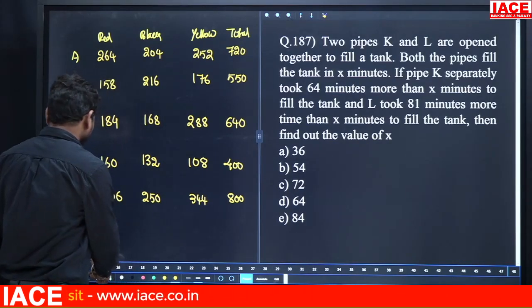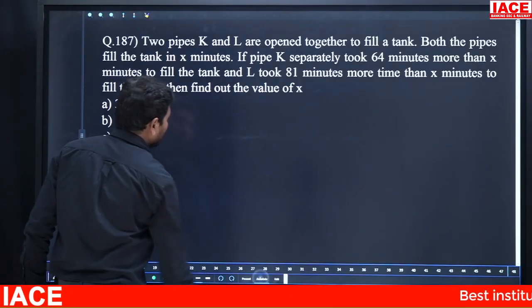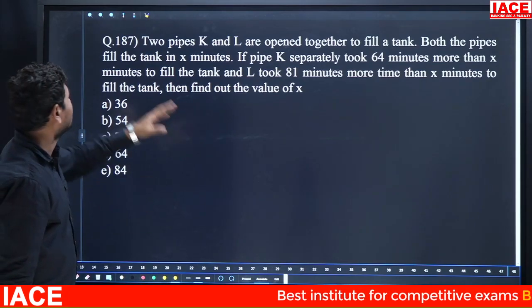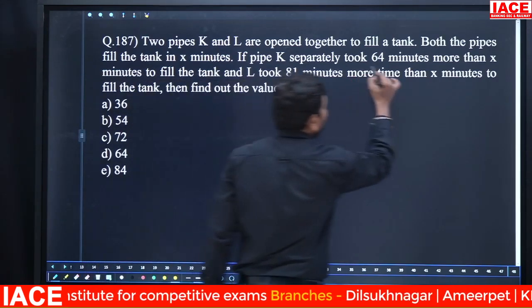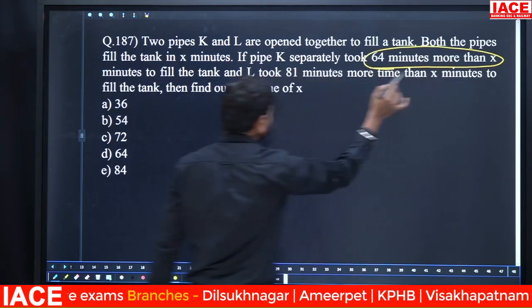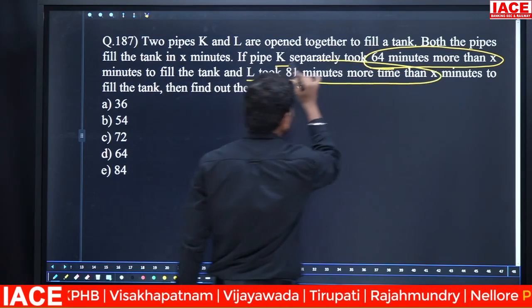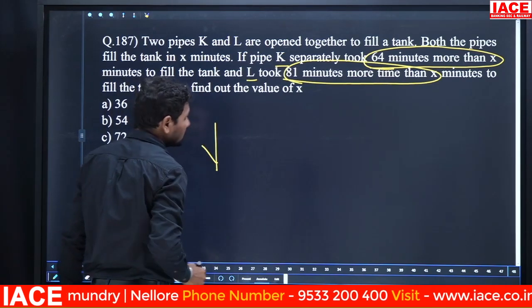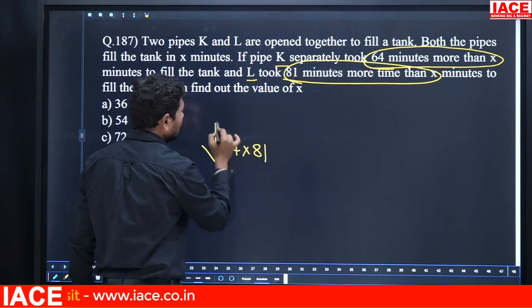We have a different question. Here two pipes K and L are open together to fill a tank. Both the pipes fill the tank in X minutes. If pipe K separately takes 64 minutes more than X, and L takes 81 more minutes than X. When they are mentioned as more, we have a direct formula: root of first more time and second more time.